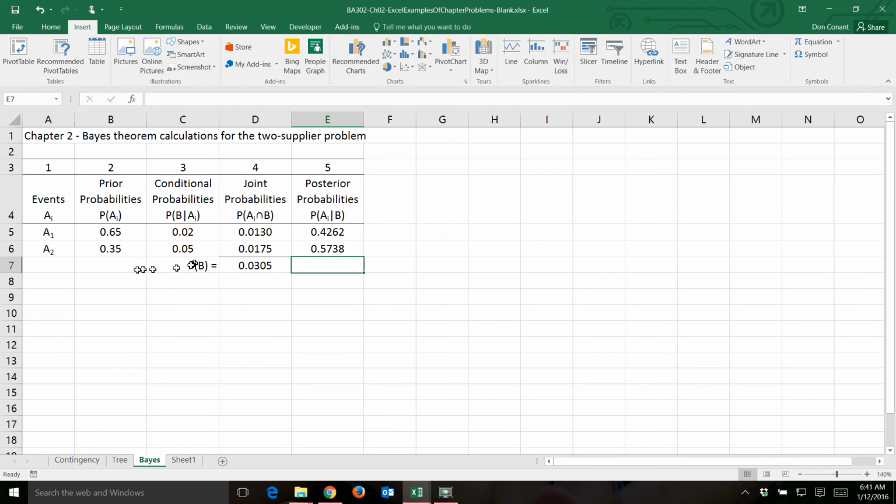Now, if we had 3 or 4 or 5 suppliers, same process. We're going to add up our column to come up with the probability of bad parts, and then we'll assign the posterior probability for each of the suppliers. And then if we wanted to know the probability of a bad part from any combination of our suppliers, we would simply add these numbers together. This is the tabular approach to calculate posterior probabilities using Bayes' theorem.